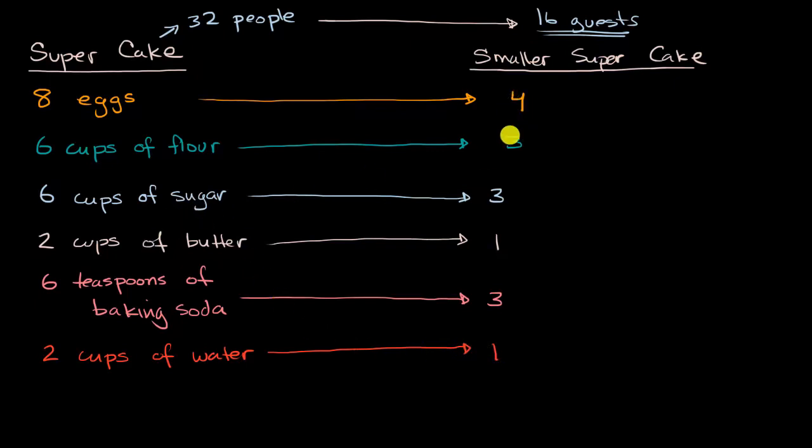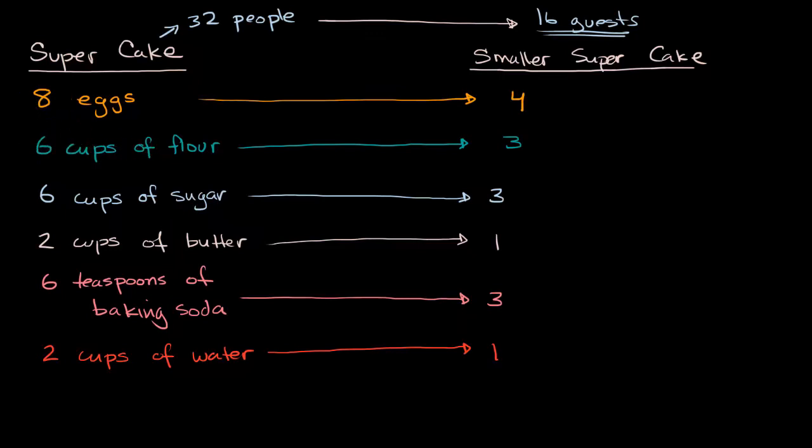Now, this will work, and this is actually how you should adjust recipes. But there's something interesting about what's similar about these two recipes, the recipe for the main super cake that feeds 32 people and the recipe for the smaller super cake. And that's the notion of ratios. The ratios between ingredients, or the ratio of how much of an ingredient you need for a given guest. So, for example, you can see here that for every 8 eggs, you have 6 cups of flour.